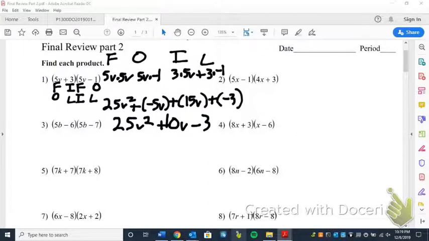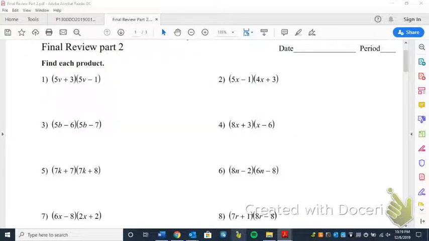So let's do another one. So here are 5x and our 4x. Those are our F's. Our 5x and our 3 are our O's. Negative 1 and the 4x are I's, and the negative 1 and the 3 are the L's.